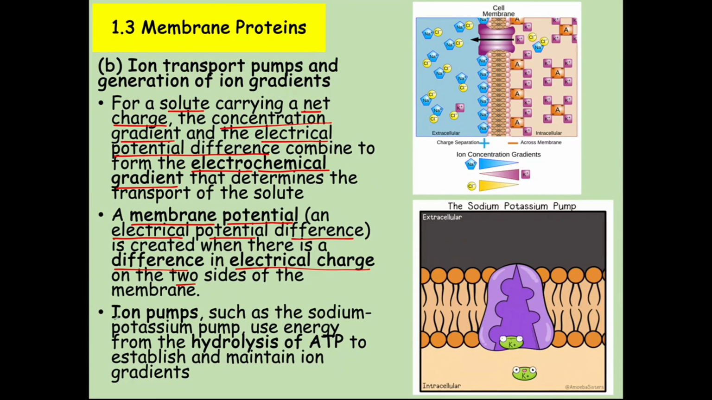Now, there are things called ion pumps, okay? And as the name suggests, those pump ions across the membrane. And a good example of that is our sodium-potassium pump, which we're going to learn more about in a minute. But that uses energy from the hydrolysis of ATP that we learned about a moment ago to establish and maintain ion gradients, okay?